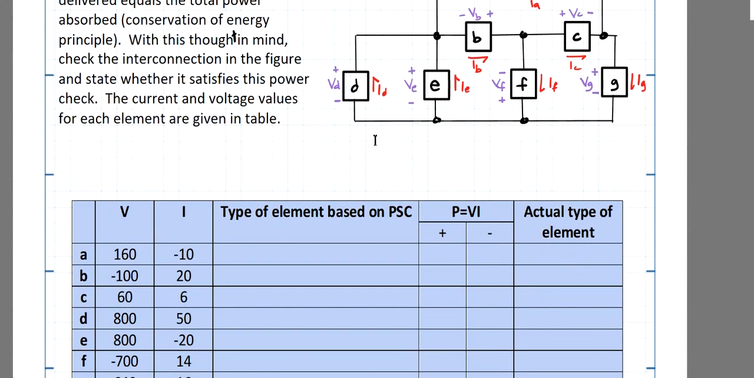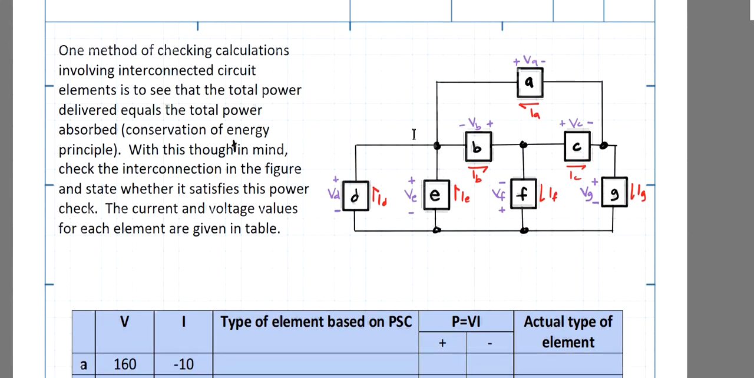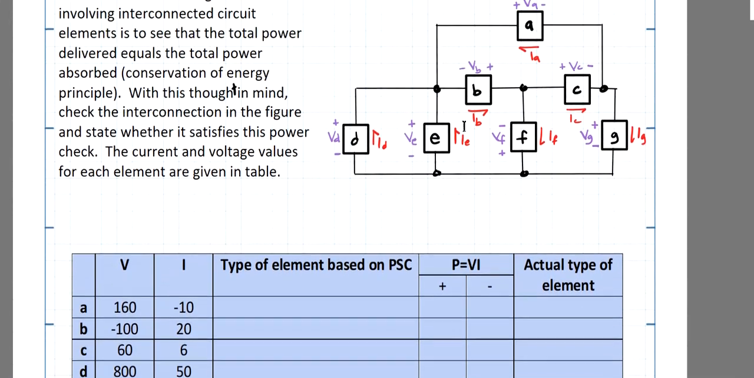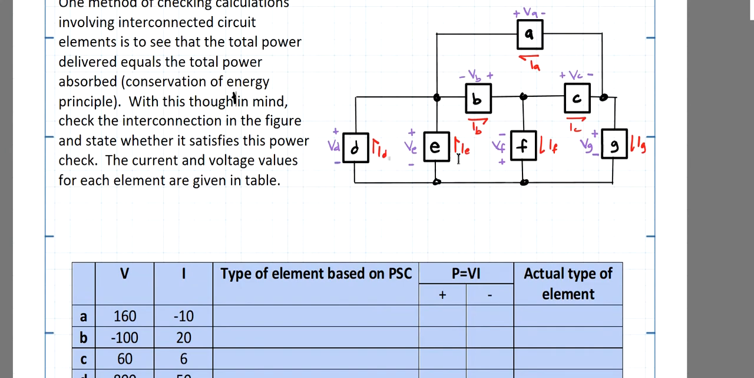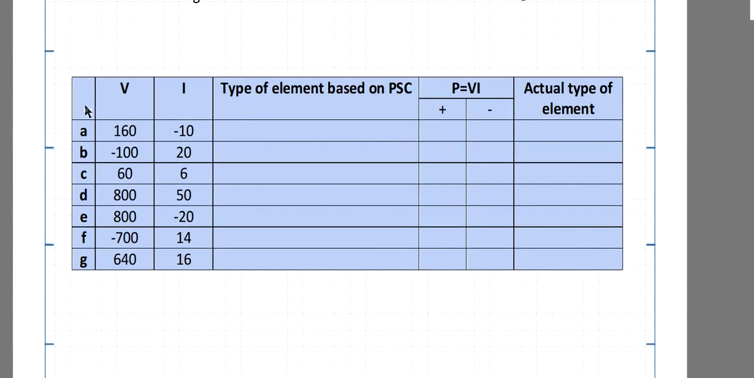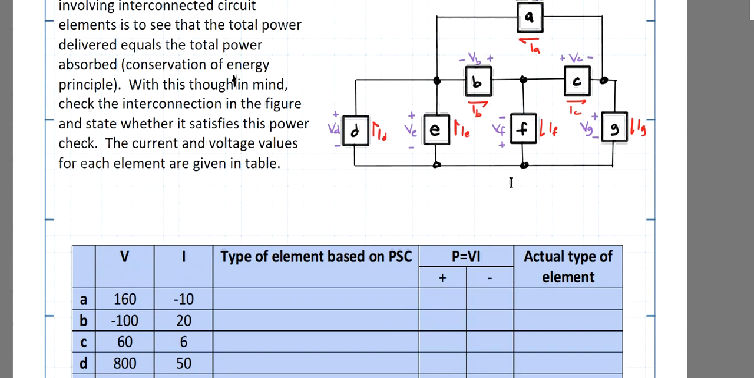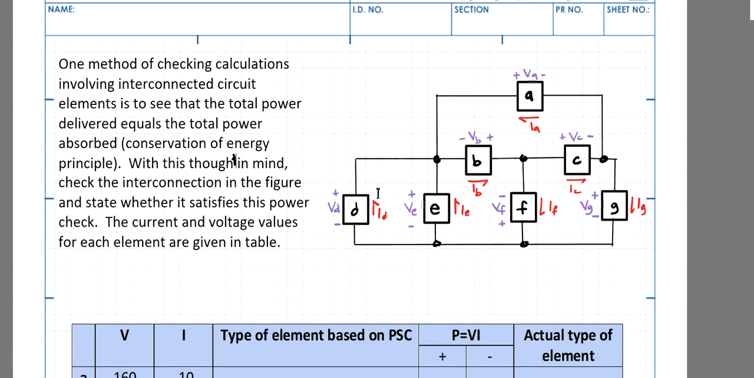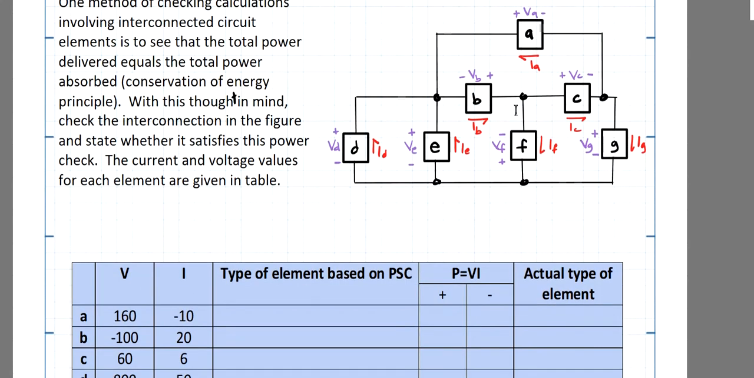The current and voltage values for each element are given in the table. Right, so we have these labels A, B, C, D, E, up to G. So we have these elements right here up to G, and the voltage is given, and the ampere is also given. We have negative signs in some elements, and we also have these directions. So we need to keep track of these assigned directions, based on the passive sign convention.